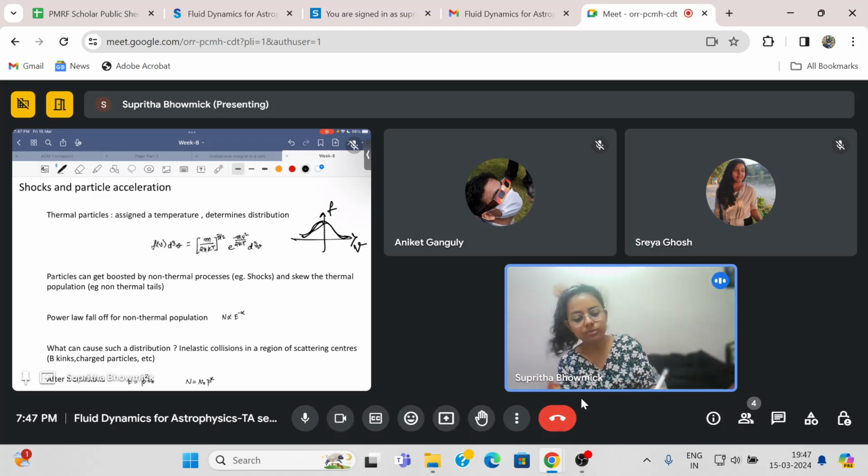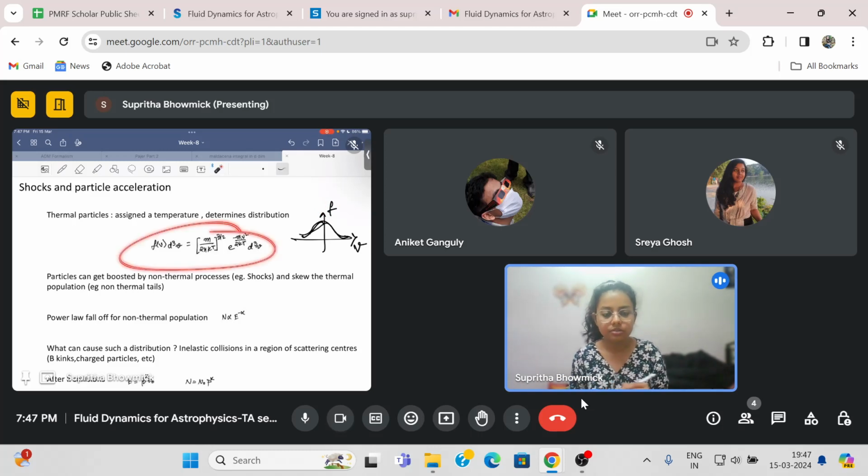Now, this was the thermal distribution, but we're talking about accelerated particles, and we're talking about processes that can boost these particles via non-thermal processes. Okay. So, for example, shocks. There's no heating. There's no thermal processes involved. These are simple acceleration processes. The particles are boosted by acceleration, let's say by shocks. What they'll result in is they'll skew this distribution. How will they skew this distribution?